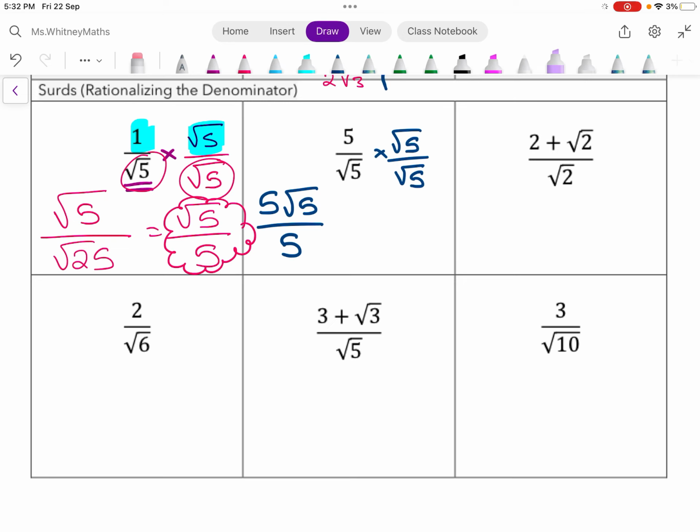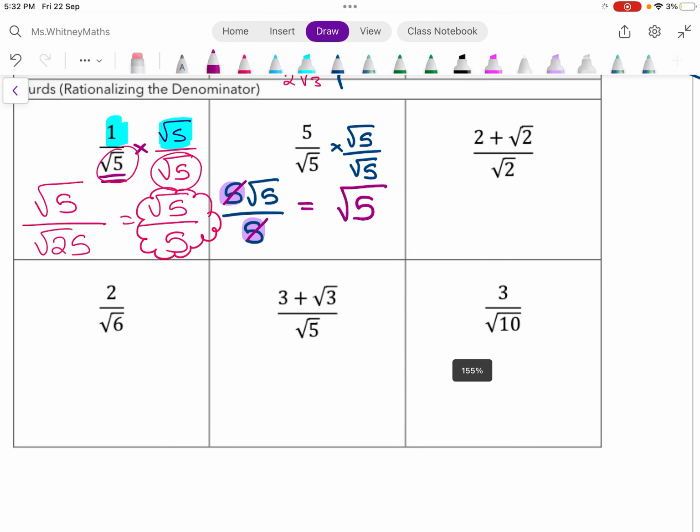What's really interesting here is we can actually simplify because these are both rational numbers. If it's outside the front of the surd, sometimes we can simplify. We cannot simplify this number with this number because they either both have to be regular numbers or they both have to be surds. They can't be a mixture of the two. So these two actually become 1. 5 divided by 5 is 1. We don't need to write the 1, so it's root 5.